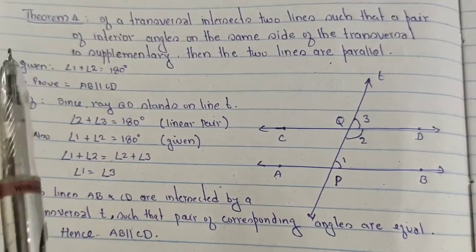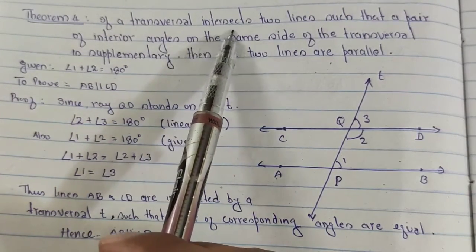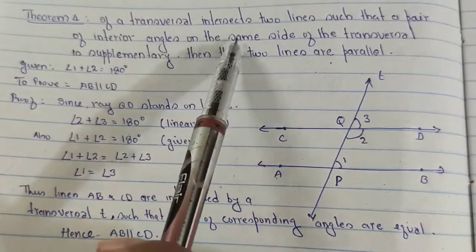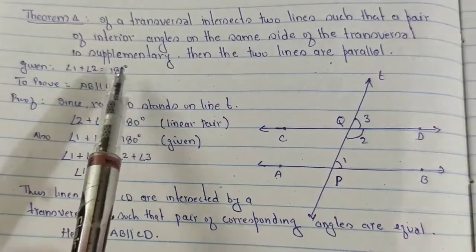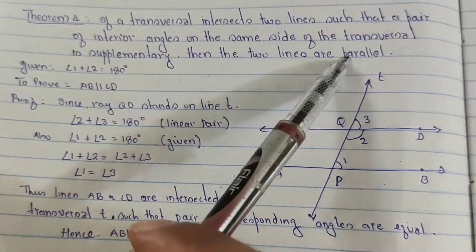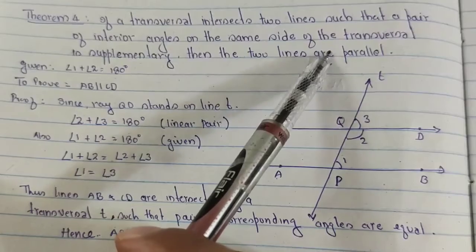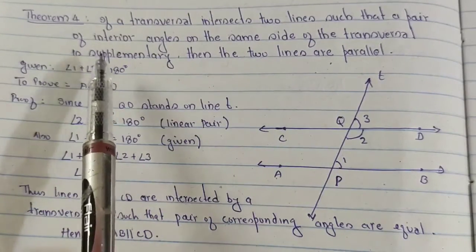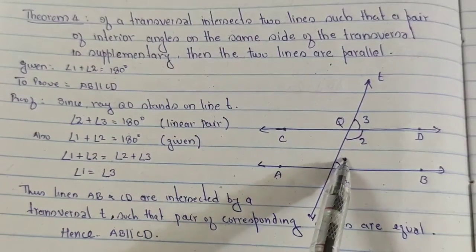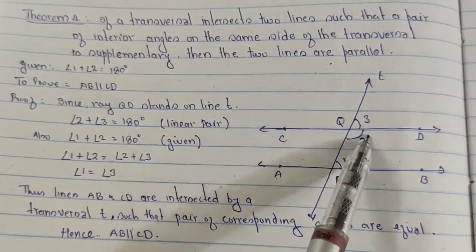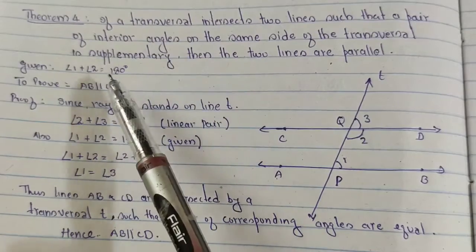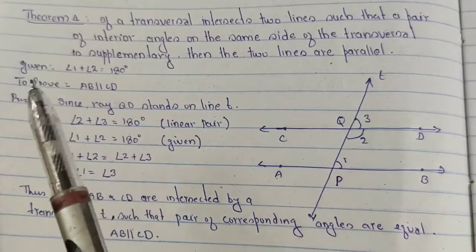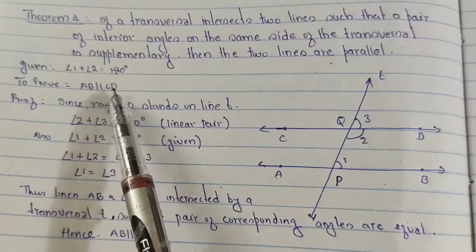So theorem 4 says that if a transversal intersects two lines such that a pair of interior angles on the same side of the transversal is supplementary, then the two lines are parallel. Here you have to prove that these two lines AB and CD are parallel, because it is given that the interior angles on the same side of the transversal are 180 degrees, which is supplementary. That we have proved in theorem 3. So you need to prove AB is parallel to CD.